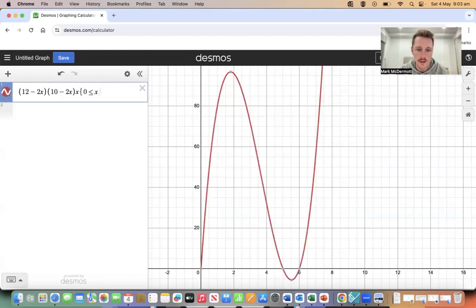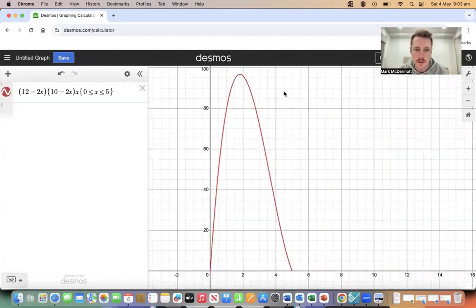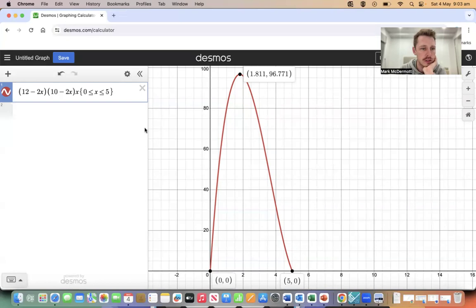Let me just show you here. And that first x-intercept, which is at 5. Okay, so that's really the only part that we're interested in. And, further analysis shows that if we look at this point, when you cut out an x value of 1.811, you get the volume of the box to be 96.771, which is the maximum volume of the box that you can get. So yeah, hopefully that clarifies things.